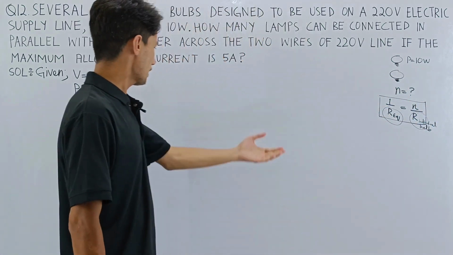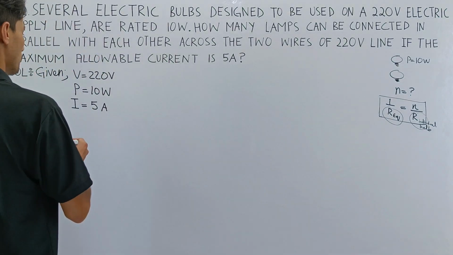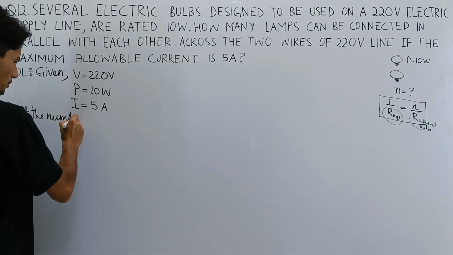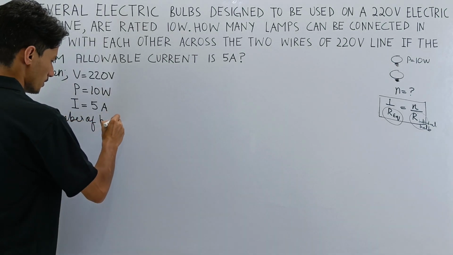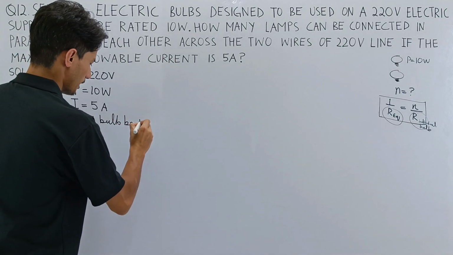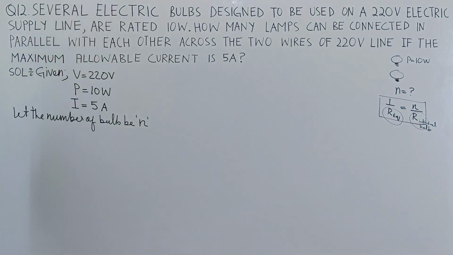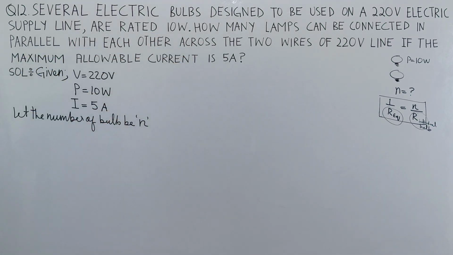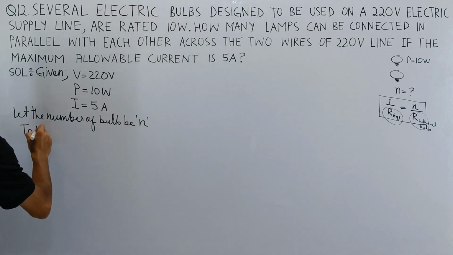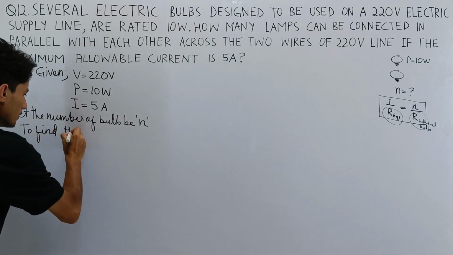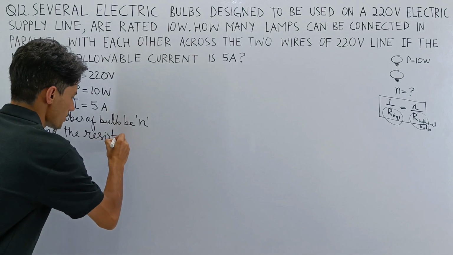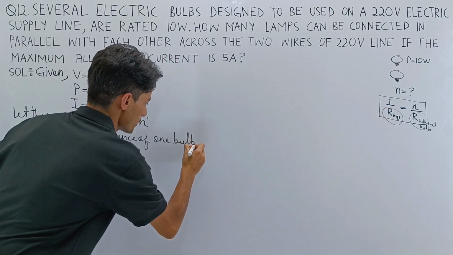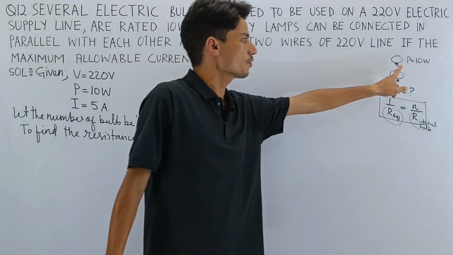All right, so let's come back here and now let's write. Let the number of bulbs be N. Since the question wants us to find how many lamps, let N be the number of bulbs. Now our job is to find the resistance of one bulb.